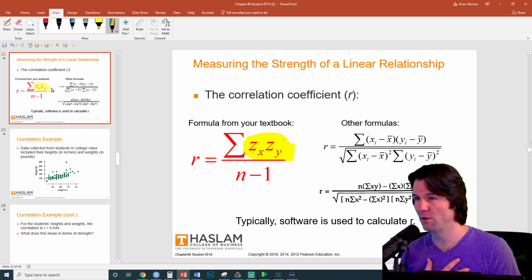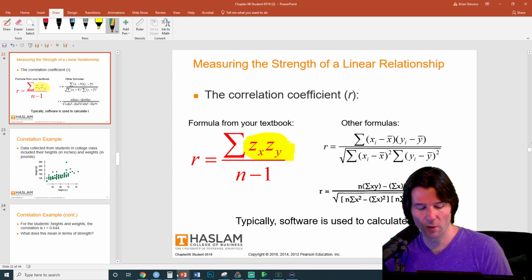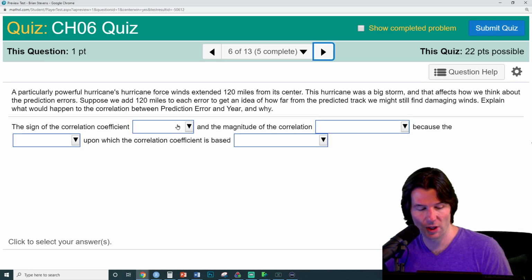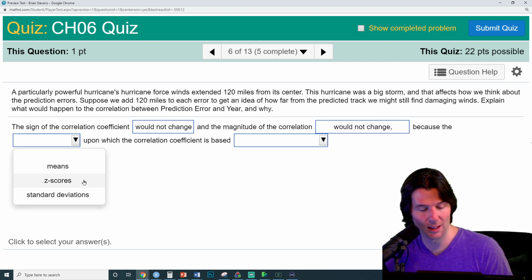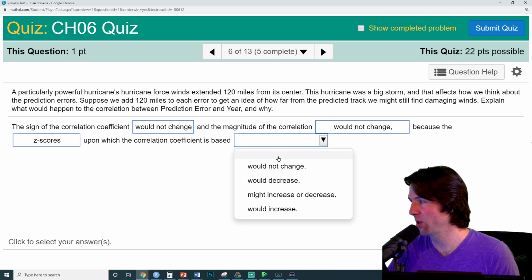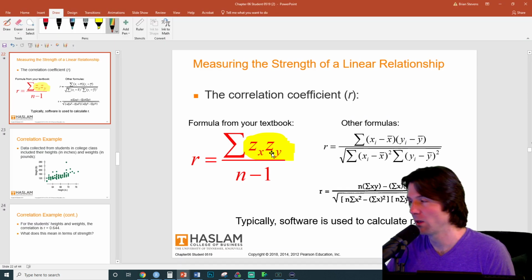And then if you were the mean right now and you lost 2 pounds and everyone lost 2 pounds, you would still be the mean. Your z-score would still be 0. So we're going to see that this data would not change, and the magnitude of the correlation would not change, because the z-scores upon which the correlation is based would not change. The z-scores, which we see right here, are what control the correlation.